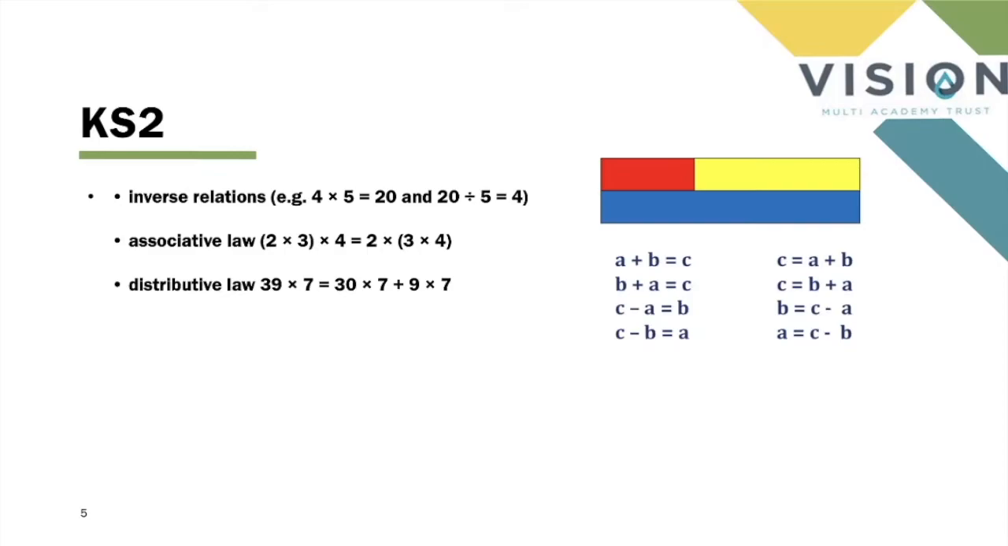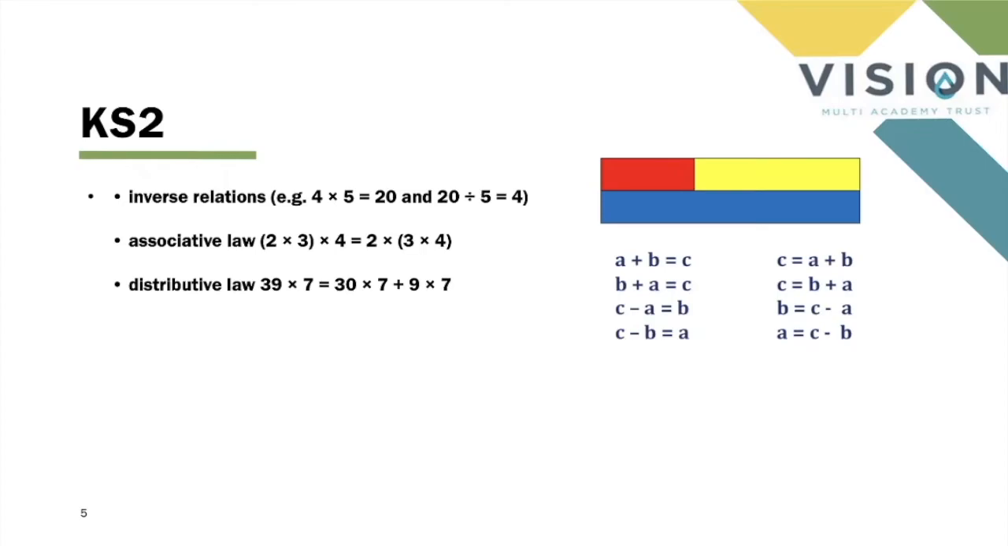As the children move up into Key Stage 2, they will begin to develop on that understanding and that knowledge that they've built up within EYFS and Key Stage 1. So they'll move on to inverse relations between multiplication and division. You can see some examples there, understanding that you can move them round and you will still get the same answer. You will still get the same representation. Then you've got the associative law, understanding that, again, whichever way it looks on either side of the equal sign, it still gives you the same outcome.